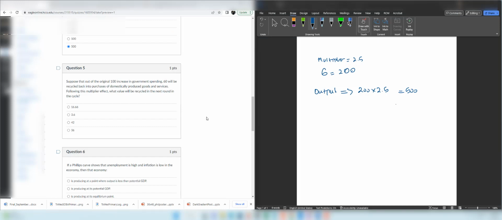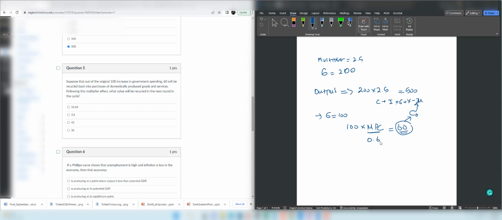Question number 5. Suppose that out of the original 100 increase in government spending, 60 will be recycled back into purchases of domestically produced goods and services. So G is 100, and I multiply this G with the marginal propensity to consume and find out that this 60 turns out to be consumption, or recycled back into this model. Remember, aggregate expenditure is C plus I plus G plus X minus M. So if $60 of them goes back to the economy, that means the marginal propensity to consume is 0.6.